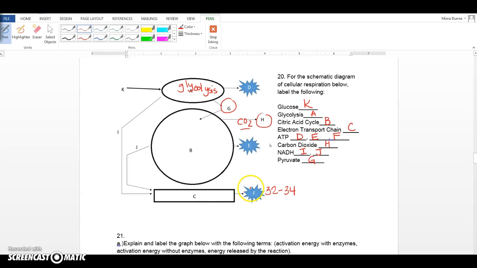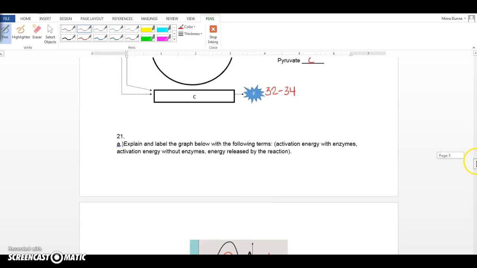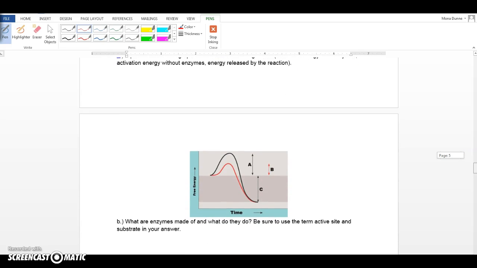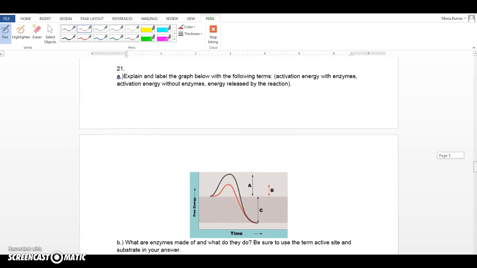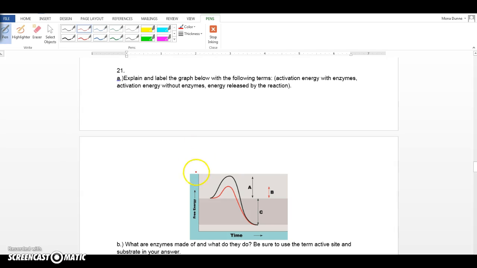Okay, let's keep going here. Okay, now you're supposed to label this diagram here that shows how energy changes during the course of a reaction. And the red line right here is with the enzyme. So this, we'll just mark it over here. So red is with enzyme, black is without.